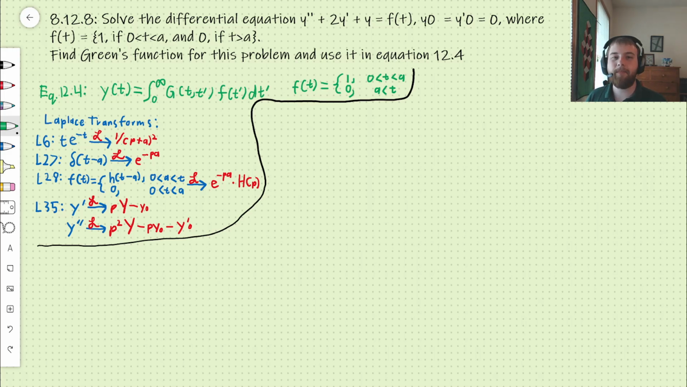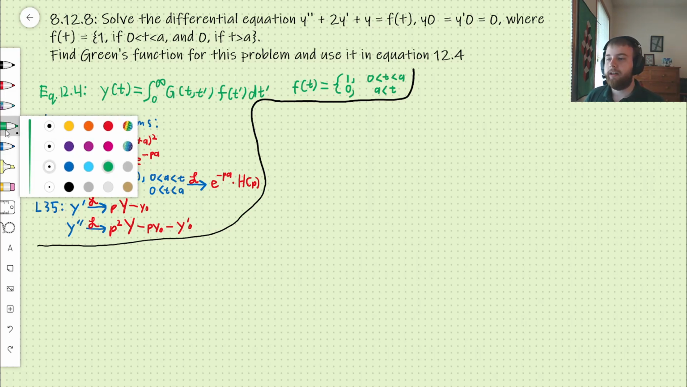Hello everybody, welcome back. Today we're going to be taking a look at a differential equations problem that we can solve using Laplace transforms and Green's function. Okay, so let's see what it says. Solve the differential equation y double prime plus 2y prime plus y equals f of t. Then we have our initial conditions and we have what our f of t actually is.